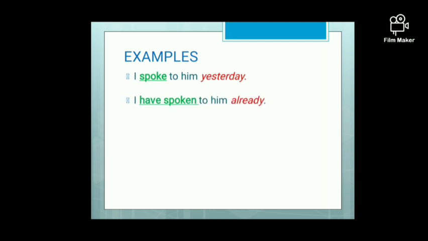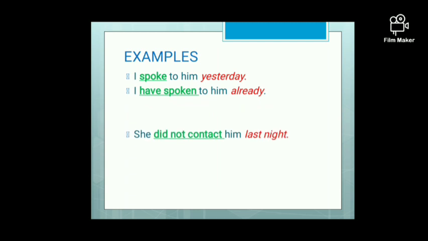Examples we have here. I spoke to him yesterday. I have spoken to him already. So in sentence number 1, you have a specific time, yesterday, so we have used simple past tense. Now in the second sentence, I have spoken to him already. Look at the clue word there, already. There we don't use simple past tense. Instead, we must use present perfect tense.